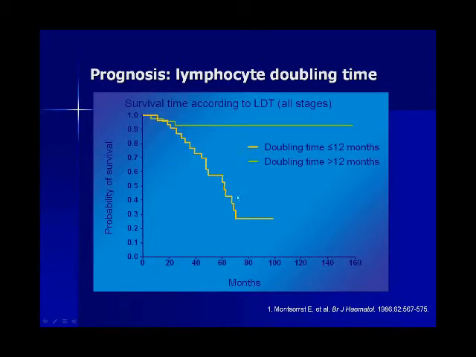That's if your doubling time is less than a year, compared to 90% plus survival if your doubling time is over a year. So if your white count stays stable over long periods of time, then that's a good sign. If your lymphocyte count is increasing in short periods of time, less than 12 months, then that's not as good a sign. So that's very easy to measure and quite a valuable piece of information. You don't need any sophisticated laboratory testing whatsoever for that.